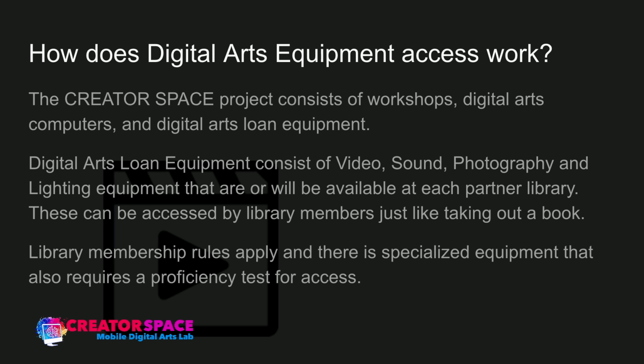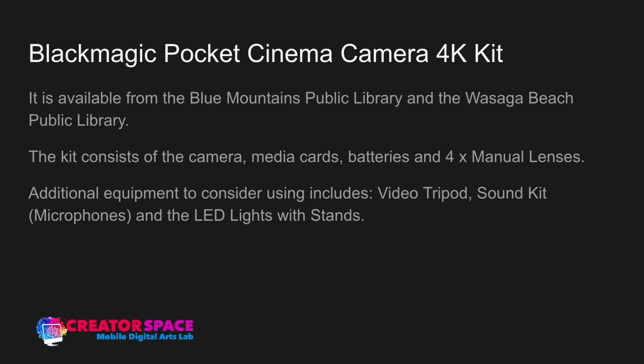Digital arts loan equipment: generally there's a lot of equipment you can take out without any proficiency test, and it consists of video, sound, photography, and lighting equipment. Each partner library has different sets of this equipment, and you just need to have a library card. It's just like taking out a book. Now, the library membership rules apply, and some of the specialized equipment, such as the Blackmagic Pocket Cinema Camera kit, requires a proficiency test to access it as well. Once you finish that proficiency test, you can access this kit through the Blue Mountains Public Library and the Wasaga Beach Public Library.